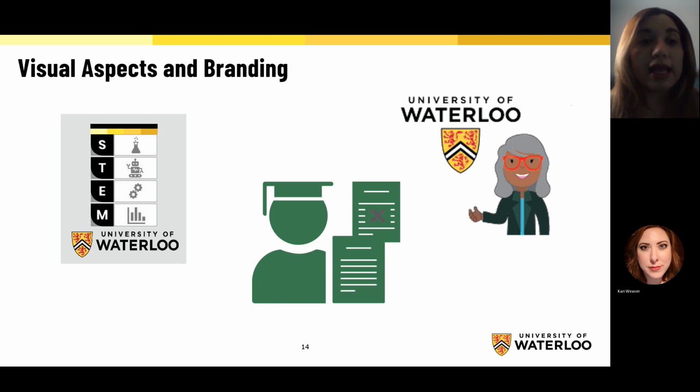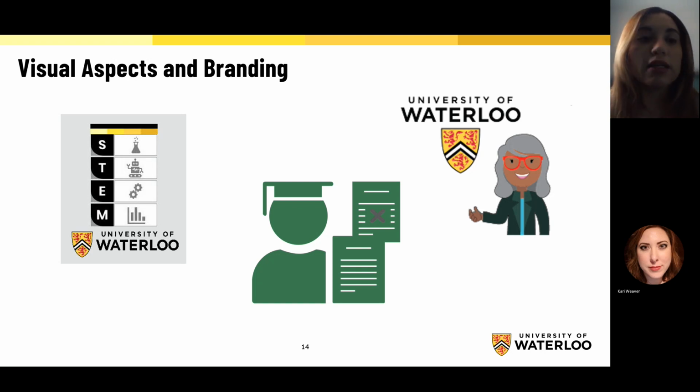And they also highlighted that visuals improve interactivity. When participants mentioned the branding, they welcome having the Waterloo branding integrated into the modules because they feel the content looks more official and reliable.